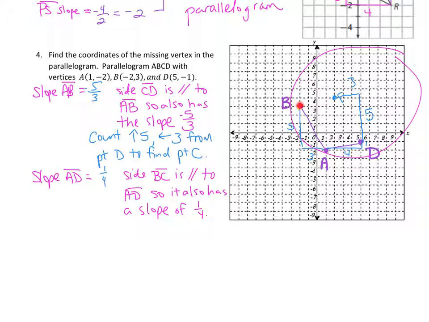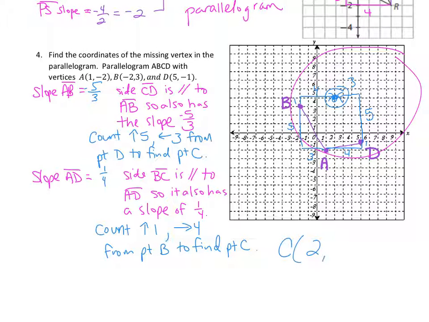So now if we count from our point B right here and we use our slope of 1/4, we don't want to count down 1 and left 4 because that's not where the C ends up. So if we count up 1 and over 4, it should end up at the same place. So if we go ahead and do that, we go up 1 and over 4, and it does give us the same location. So this is where our point C is going to be, which is at 2, 4.